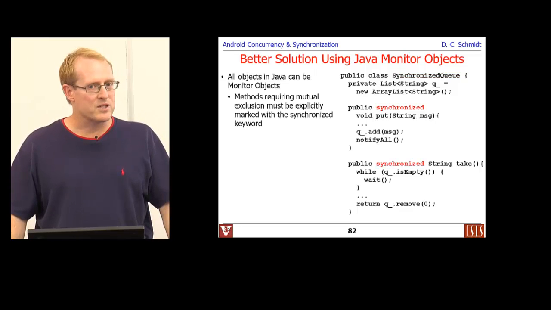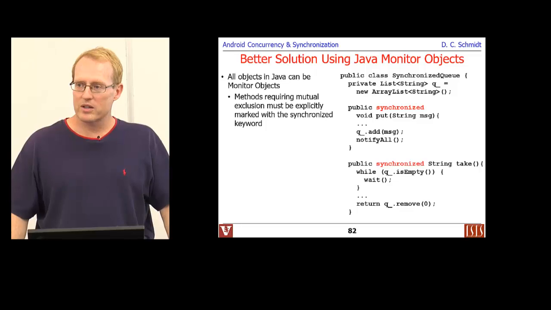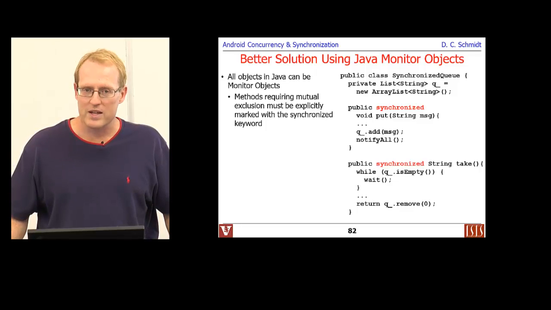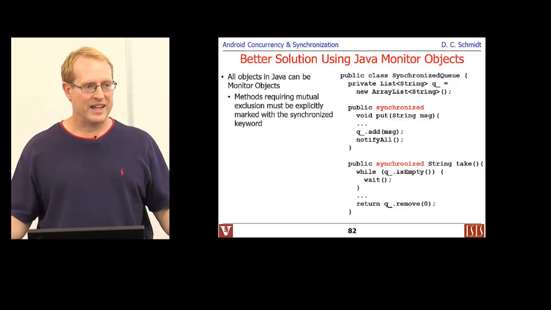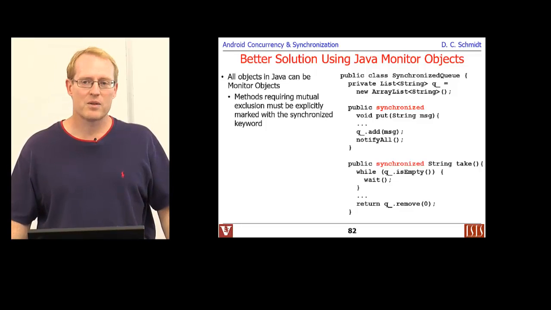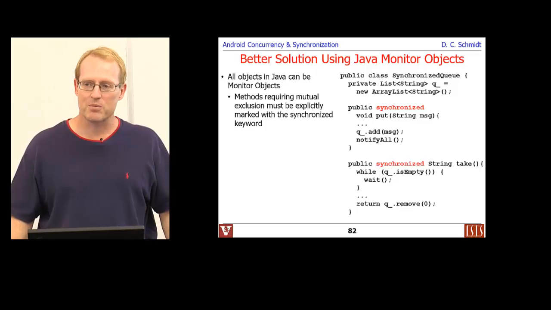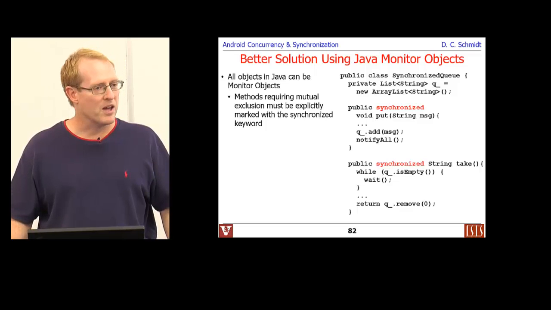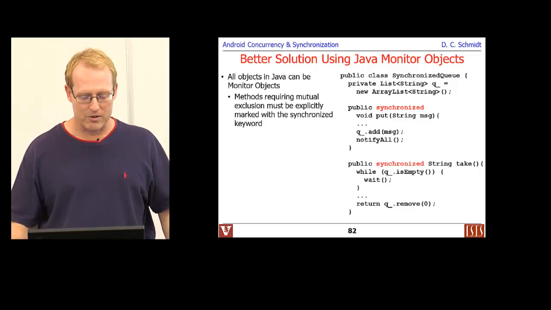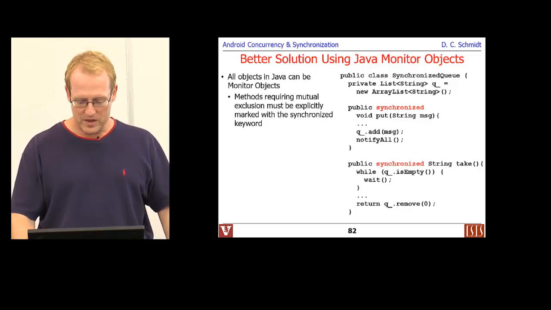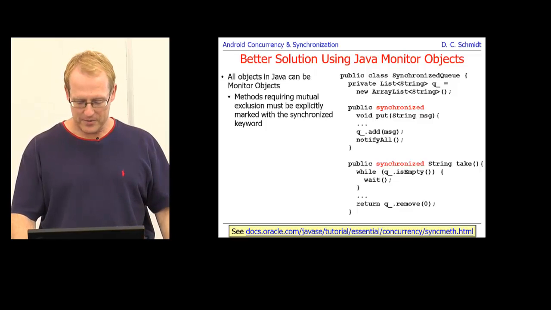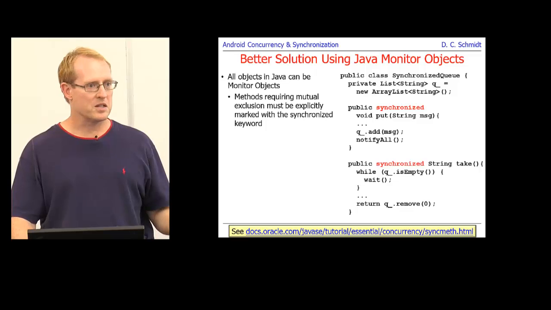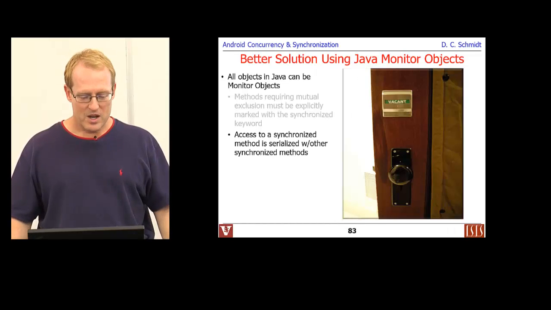Methods that you want to have synchronized need to be marked in one of several ways. One way to do it is to actually put the synchronized keyword in the signature of the method itself. So for example, here's an example where we have the put method be synchronized and the take method be synchronized. We'll look at some other variants of this later on. And if you do that, then what will happen is that only one thread at a time will be allowed in there. There's a nice description about this at the Java website.